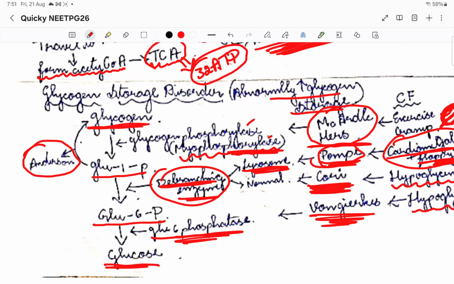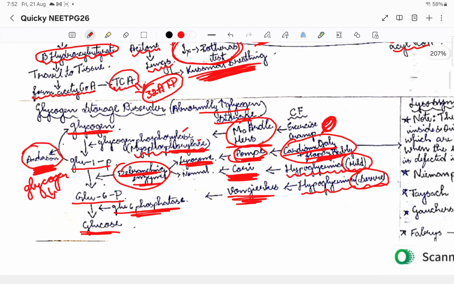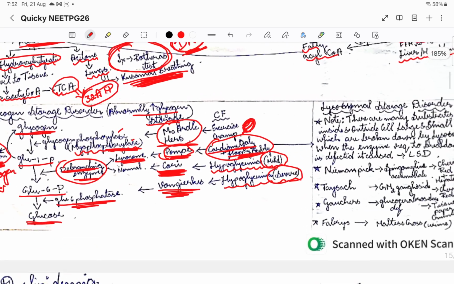But if there is a problem in formation of the glycogen itself, then it is going to be Andersen disease, where when we test, glycogen levels will be very low. A patient will present to you with hypoglycemia, you will test for glycogen, but the glycogen itself is very low. But in all these other glycogen storage disorders, glycogen will be high, but we'll still be getting hypoglycemia. Then when we test further with respect to the enzyme that is defective, we'll get to see these branching enzyme or debranching enzyme defects. So that is the difference between Andersen and all these other glycogen storage disorders.